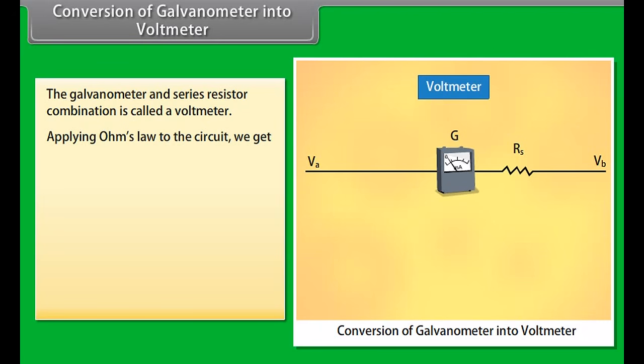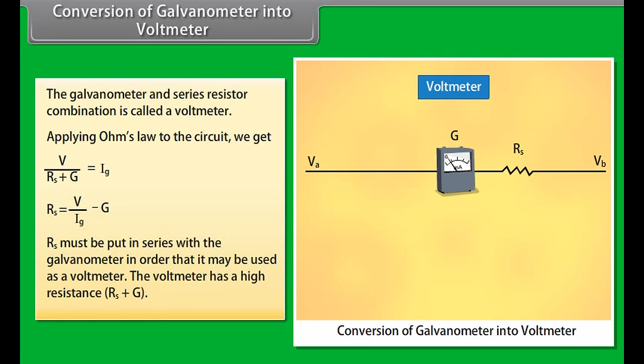Applying Ohm's law to the circuit, we get V upon Rs plus G is equal to Ig. It can be written as Rs is equal to V upon Ig minus G. Rs must be put in series with the galvanometer in order that it may be used as a voltmeter. The voltmeter has a high resistance, Rs plus G.